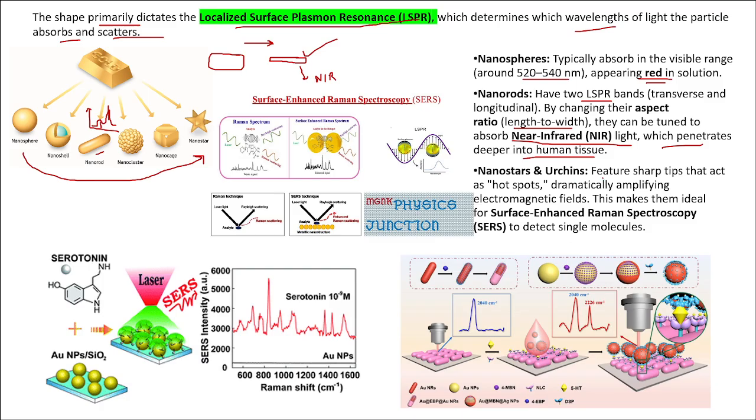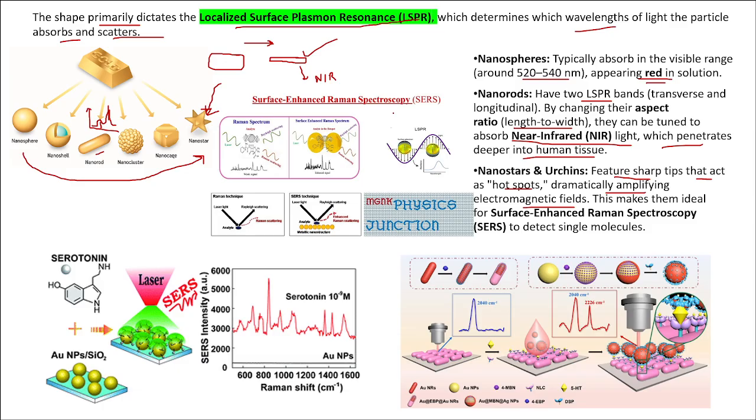Now, nanostars and urchins feature sharp tips. If you see this, these are sharp tips. What is the function of these sharp tips? They act as hot spots, dramatically amplifying electromagnetic fields. So whenever the electromagnetic field falls here, especially in the case of Raman spectroscopy, I'll just very briefly explain.